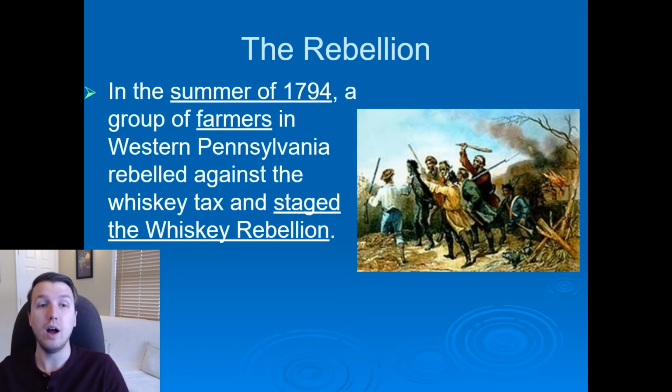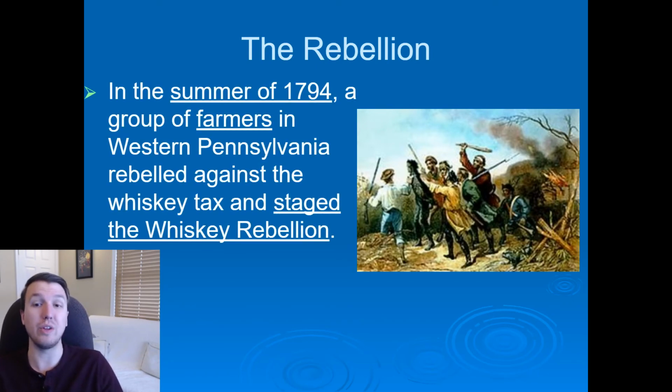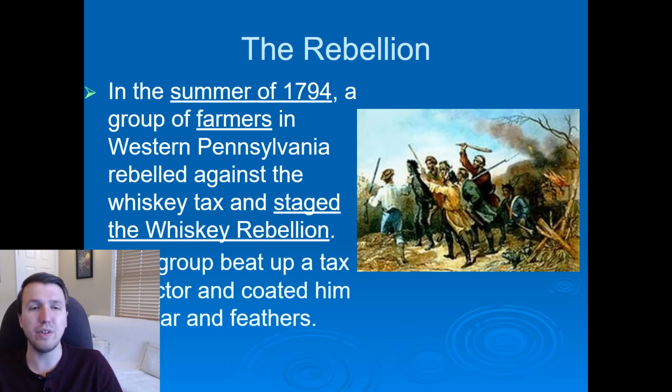So in the summer of 1794, these farmers in western Pennsylvania staged something called the Whiskey Rebellion. It wasn't a major event. One group of protesters beat up a tax collector and coated him with tar and feathers. Tar is like asphalt, a hot black gooey liquid, and they cover him in feathers, make him look like a chicken. They did this to British tax collectors at the start of the Revolutionary War in Boston, and it's kind of an homage to what the Patriots in New England did. It's saying that these tax collectors in America are no different than the British 20 years earlier.